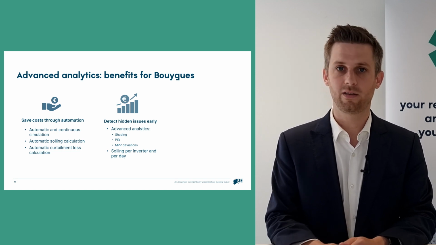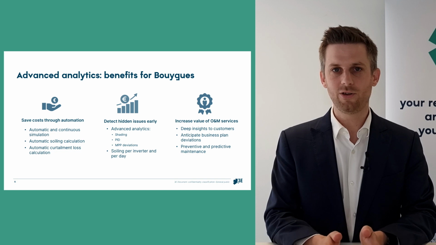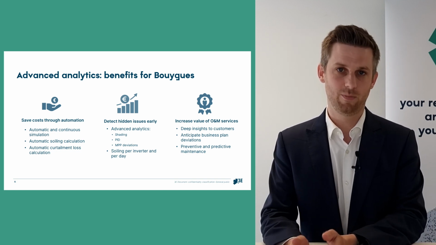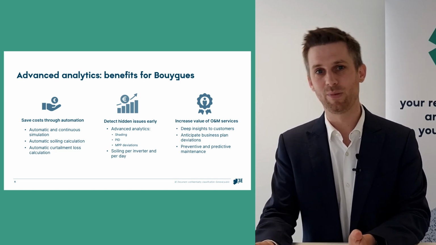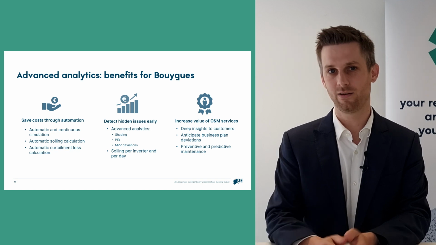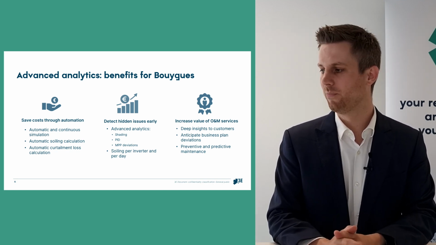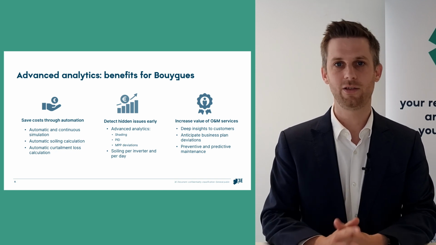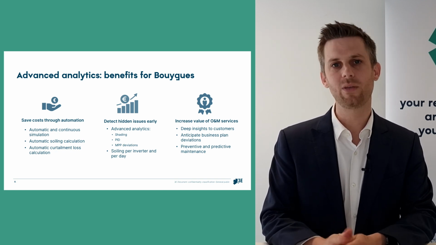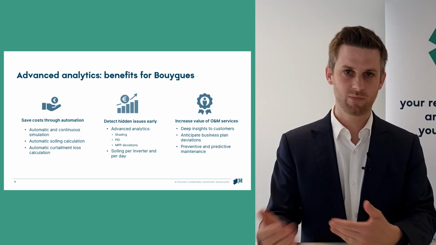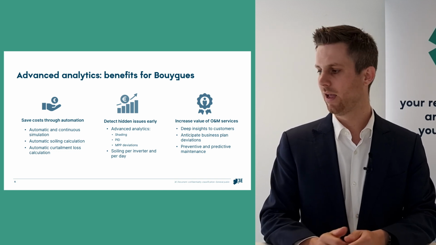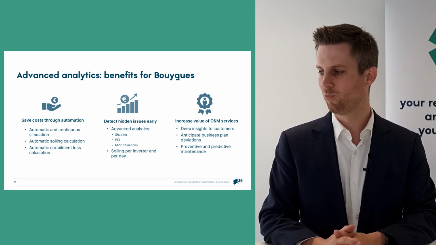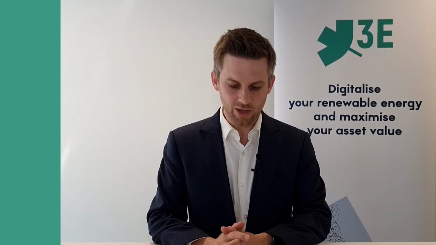And then last and definitely not least, when you use this technology, you're increasing the performance of the plants, increasing the energy output, and the main beneficiary of that is actually the owner of the plant. So the customers of Bouygues are the main beneficiary of this. So they are really increasing the value of their O&M services, giving deep insights, giving them a view on maybe the business plan will not be met, and carrying out preventive and predictive maintenance. So that's a bit the value that Bouygues is seeing in this.